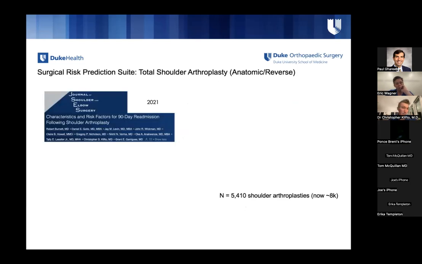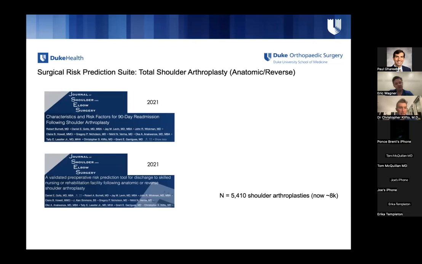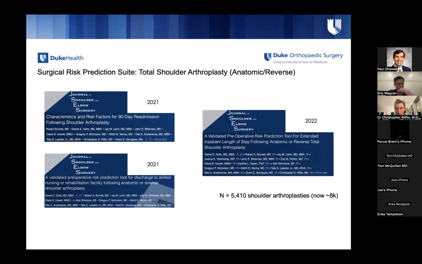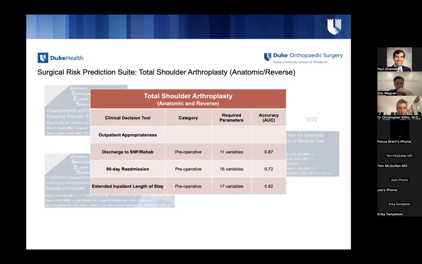I thought we did some pretty cool stuff. We made a risk prediction tool for 90-day readmissions, and Grant did that one first. Then we validated the risk prediction tool, which is a great way to show that your models work well, and we did that in 2021. Then we built a validated preoperative risk prediction tool for extended length of stay. These are all publicly available through the Duke website, so you can see which of your patients are appropriate for all these characteristics.